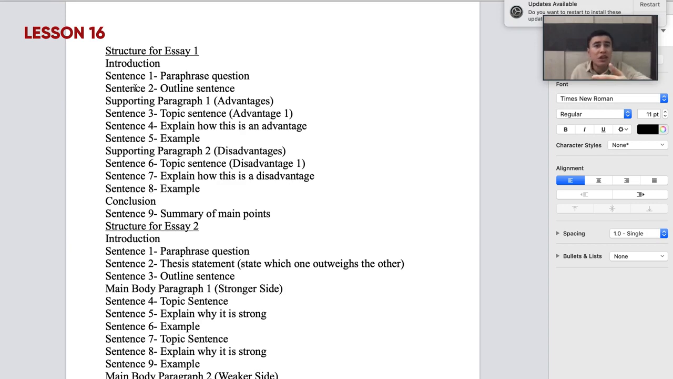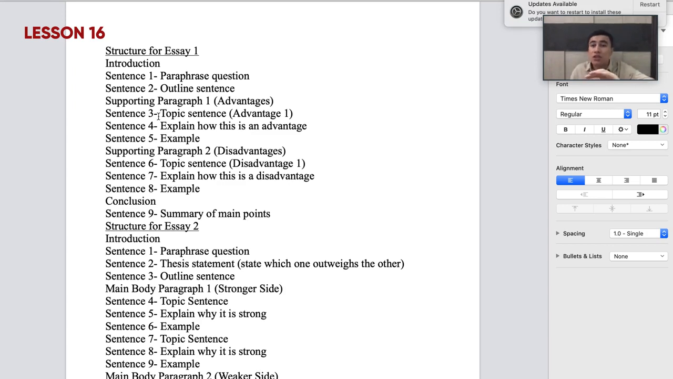So remember, you're not asked for your opinion. That's the reason why you don't have to include a thesis statement. Now, when it comes to the main body, you will start from supporting paragraph number 1, advantages. So you will fully dedicate this paragraph to advantages.